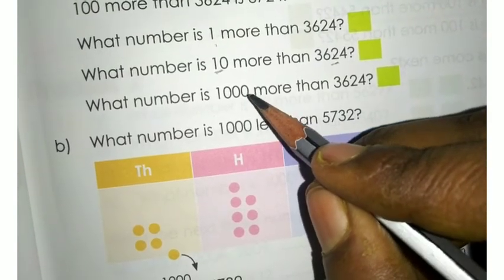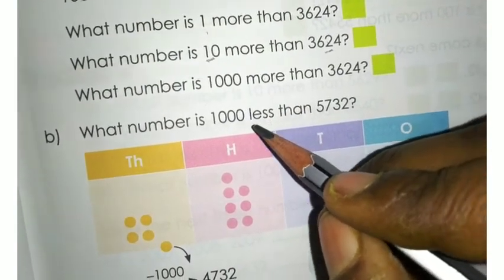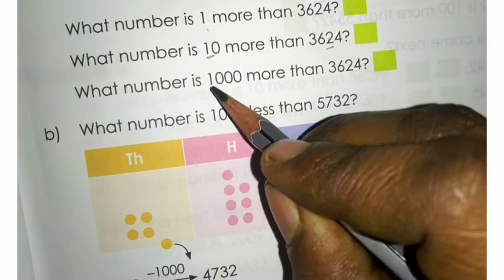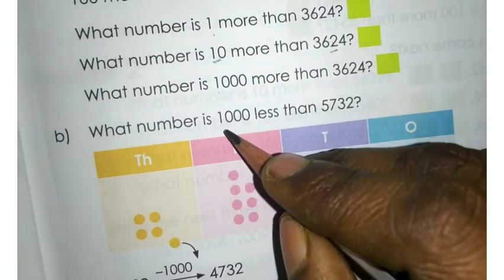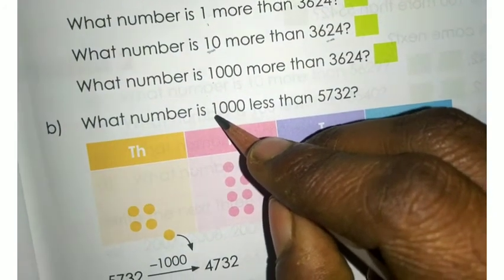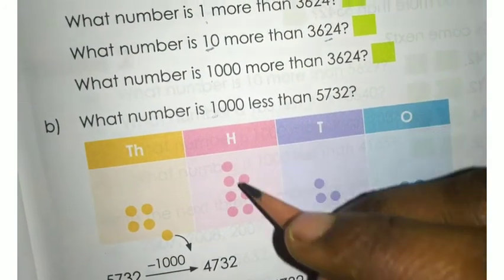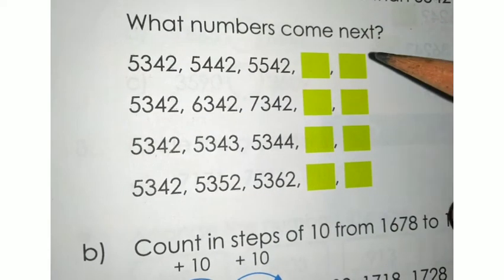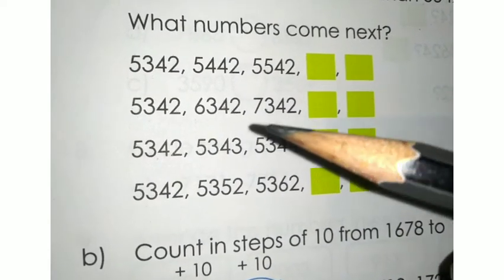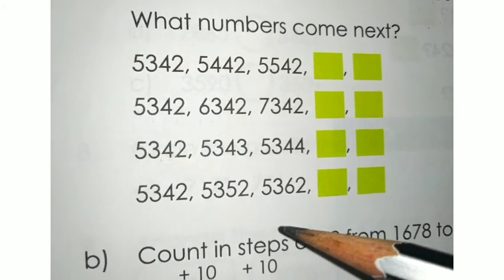As similar to the previous two, more than and less than numbers, you have to do the same for 1000 more than and 1000 less than also. You have to add one value in the thousands place if it is given as 1000 more than, and you have to subtract one value in the thousands place if it is given as 1000 less than. What number comes next or what number comes between? This comes under number patterns.